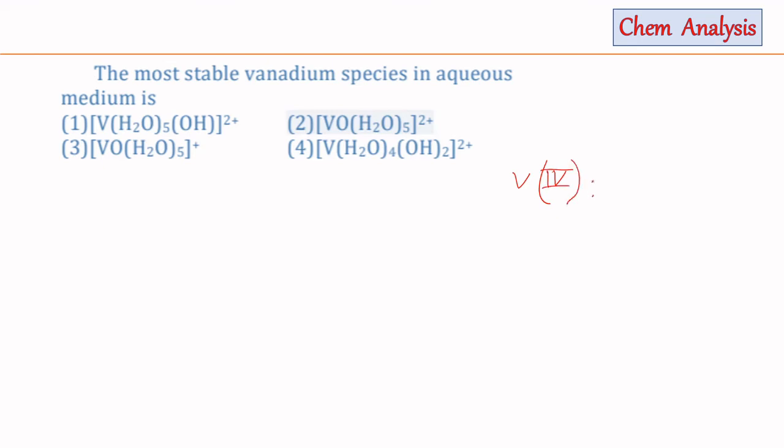Now in the given complexes you will see that only in case of 2 is vanadium in +4 oxidation state, and such vanadium(IV) complexes or vanadium(IV) ion are known as vanadyl complexes, and this is the most stable complex of vanadium in aqueous solution.